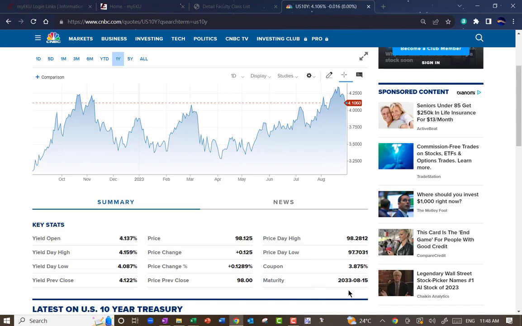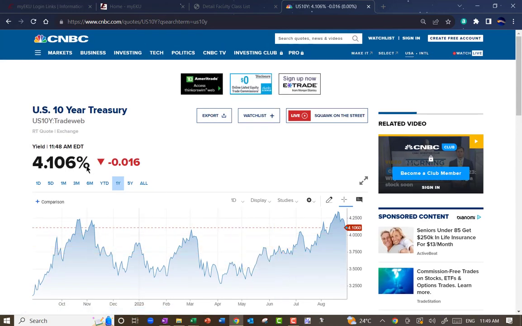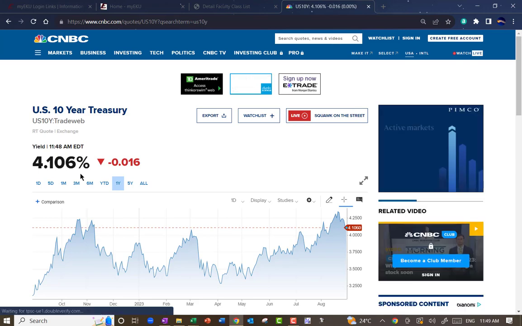So this bond has a coupon rate of 3.875. That means every 6 months it's gonna pay $19.375 for a $1,000 face value bond, okay? And it's going to do that for 10 years. That means there are 20 coupons. At the end of 10 years, you'll get another 1,000. And the yield to maturity on this is 4.106.